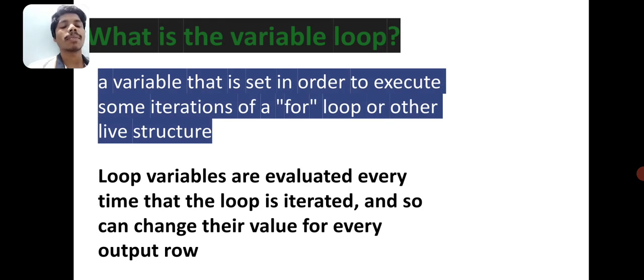What is the variable of a loop? A variable that is set in order to execute some iterations of a for loop or other loop structure. Loop variables are evaluated every time that the loop is iterated and so can change their value for every output row.